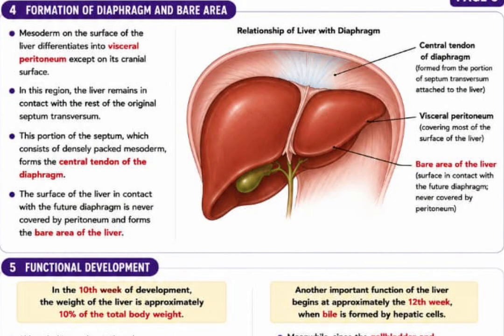So this mesoderm of the liver becomes the ventral peritoneum, and when it does, it covers most of the surface of the liver. So it is visceral peritoneum, covering the liver. Which means if they ask what covers the liver, it is an intraperitoneal organ. Why? Because it is covered by visceral peritoneum from the septum transversum. But the part of the liver that is related to the diaphragm forms what we call a bare area of the liver, and the septum transversum becomes the central tendon of the diaphragm.